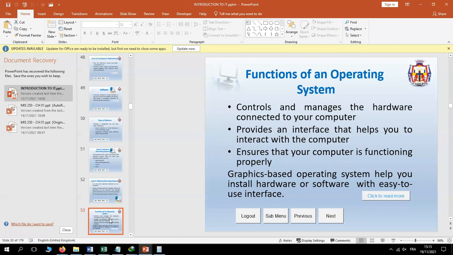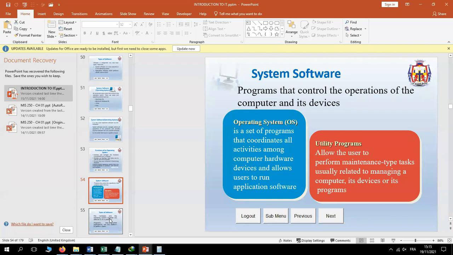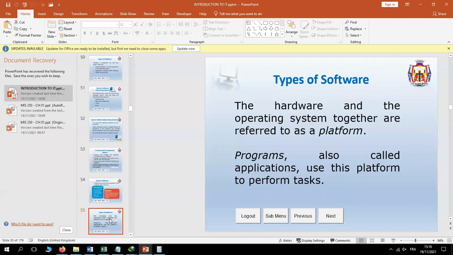Then you will also read about what you call utility software. Read about utility software, ladies and gentlemen. So we can move on. Types of software.